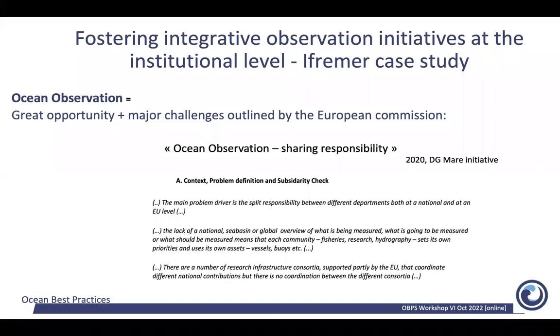And they said that there was a lack of national sea basin global overview of what is being measured, what is going to be measured, and what should be measured. It means that each community, fishery, research, hydrography, etc., sets its own priorities and uses its own data sets and assets. And they were also stating that there are a number of research infrastructure consortia supported partly by European funding that coordinated different national contributions, but there is no coordination between those different consortia, between the infrastructures.